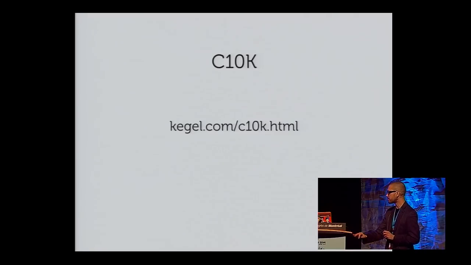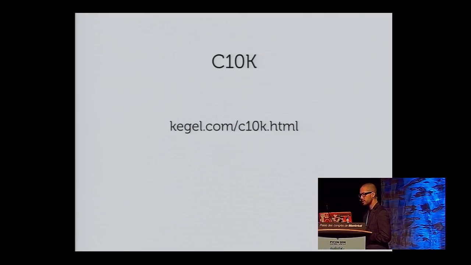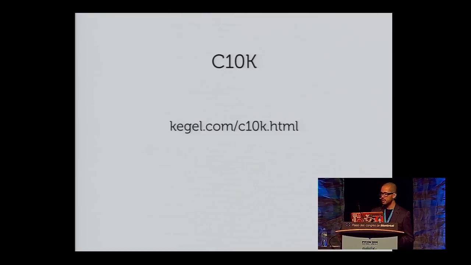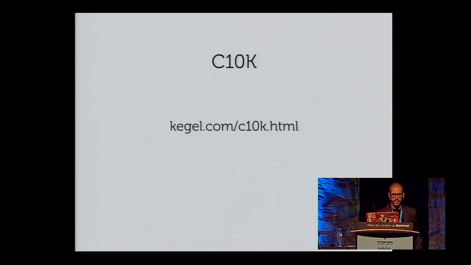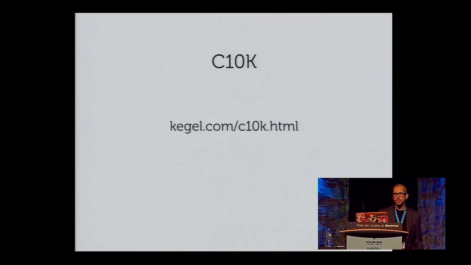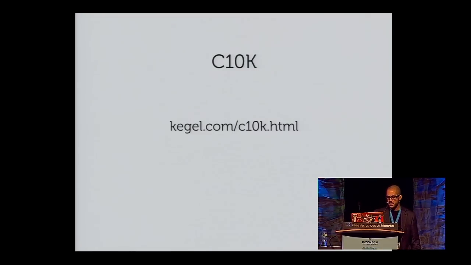The influential paper on this topic is called C10K. It's by a guy named Dan Kegel, and the paper's about 8 or 10 years old, but it's still a really good read. C10K is the term that he coined for 10,000 concurrent connections. And the paper starts off, it's time for web servers to handle 10,000 clients simultaneously, don't you think? After all, the web is a big place now.